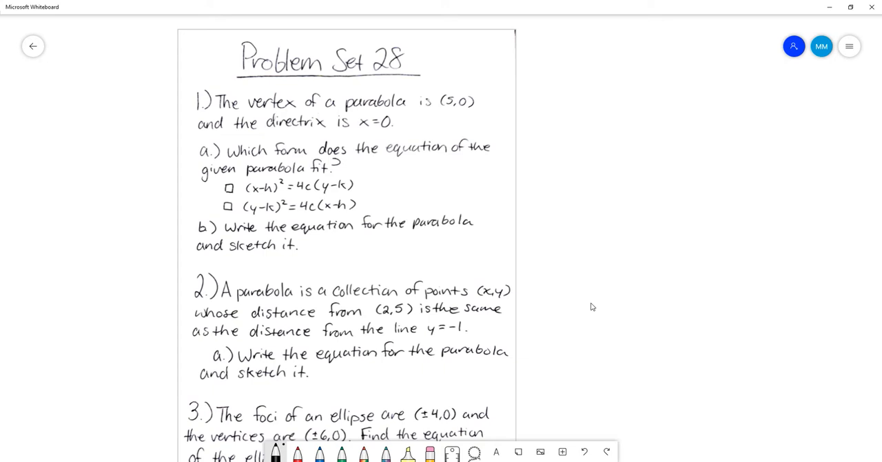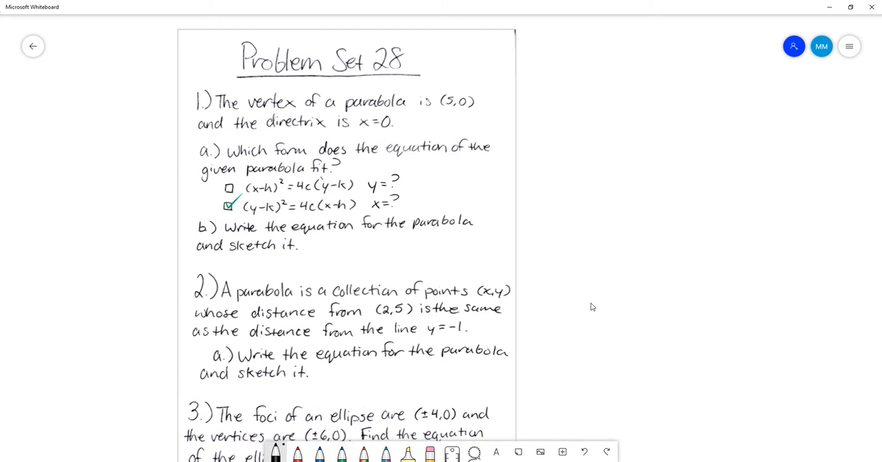It says the vertex of a parabola is 5, 0, and the directrix is at x equals 0. So we first want to find which form the equation of the given parabola fits. So which of these two? Well, if we've been looking at our textbook, then we know that this form has the directrix of y equals something, whereas this form has a directrix of x equals something. So since our directrix is x equals 0, we know that it's going to be this one. Actually, I'll use a different color for that.